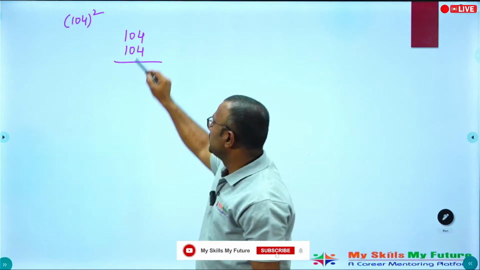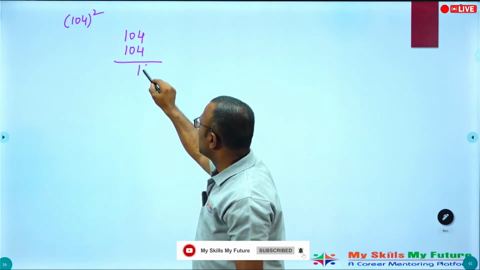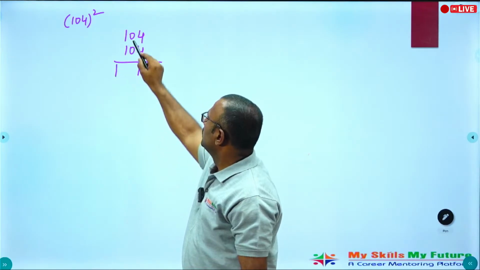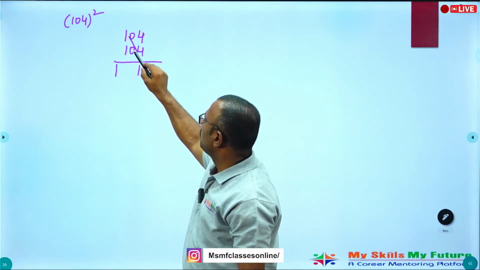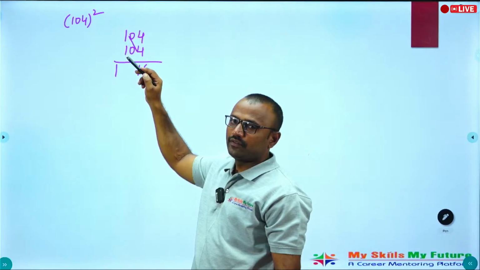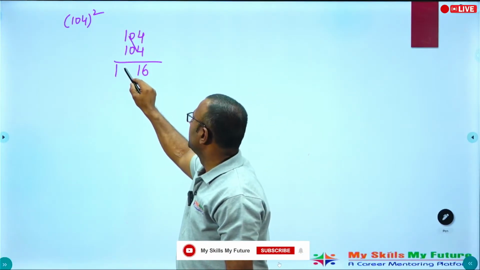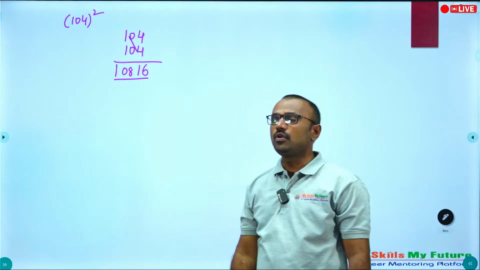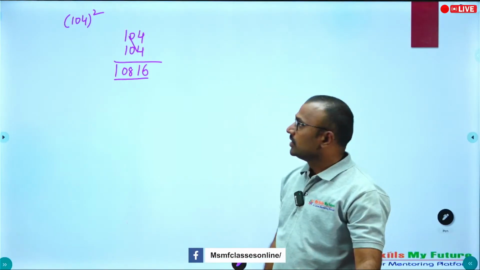See here, 4 fours are 16. 1 into 1 is 1. Then 4 into 1 is 4, plus 4 into 1 is 4, so we get 8. So 104 square is 10816.